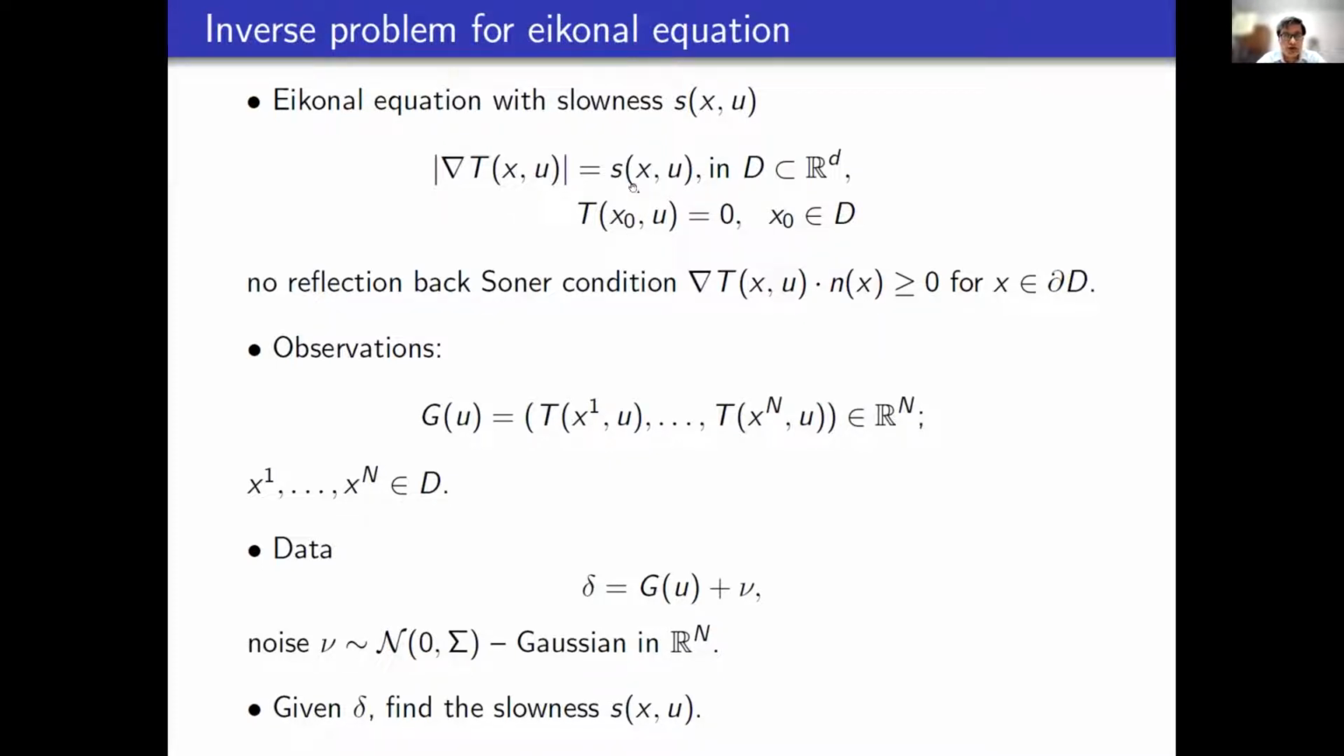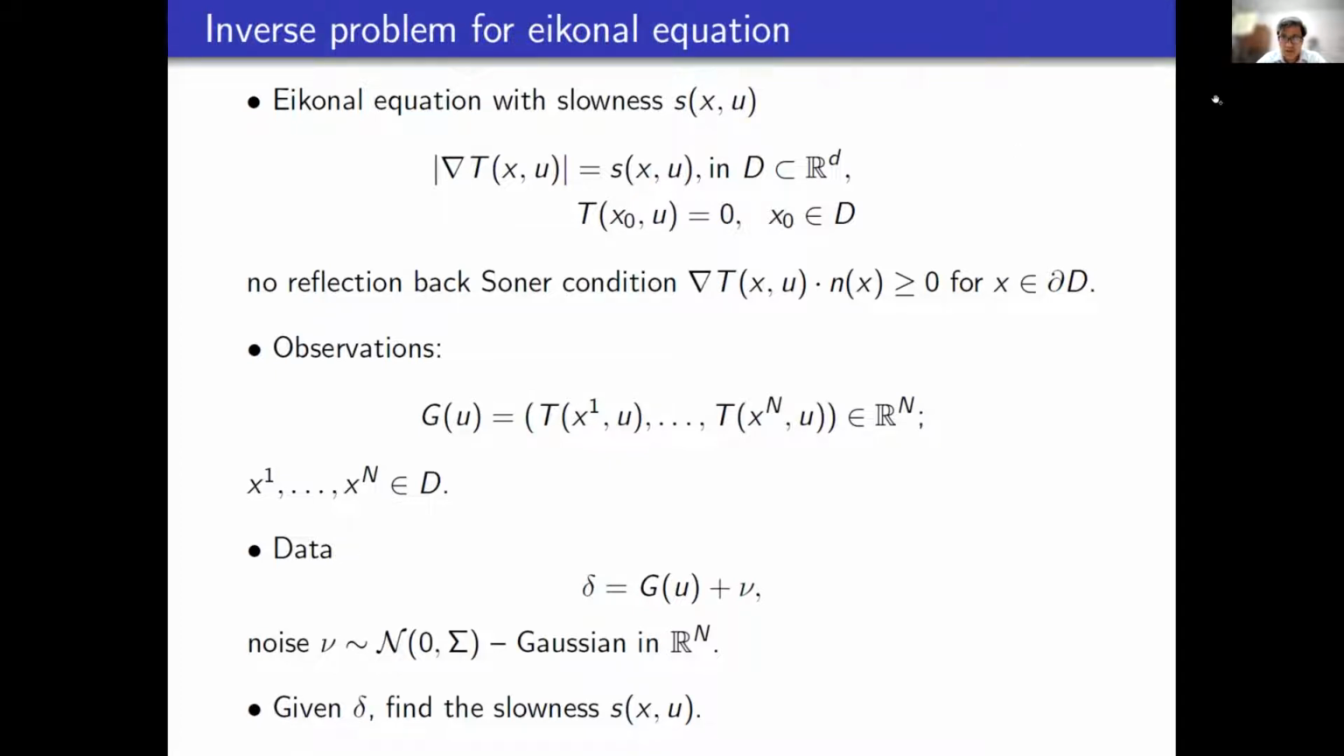So if you know this slowness function on the right-hand side, then you can solve the forward equation to find the solution T. The aim of my talk is that suppose we have some partial information on the solution T of the forward equation. We want to go back and determine the right-hand side. Here what you see is that the slowness depends on this little u. What this little u is and how s depends on u, I will talk more on that.